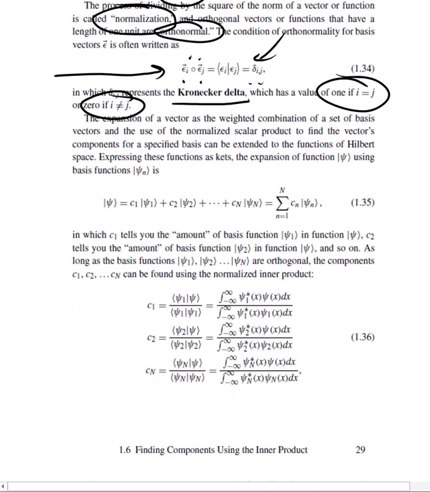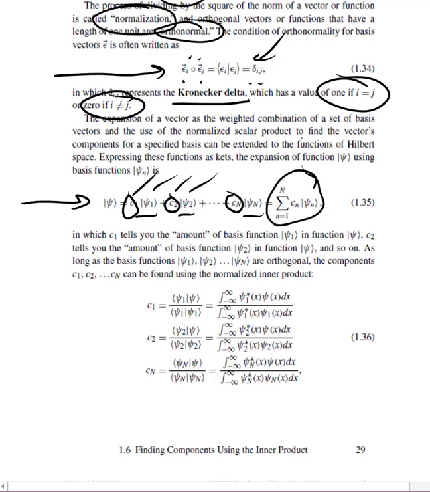Most important for quantum mechanics, it works for functions. So here's a function psi. We're representing it as a vector, that is, as a ket psi, and we're saying it's made up of some amount of these different basis functions. The basis functions are psi 1, psi 2, all the way up to psi sub n. Each of those is written as a ket, and the amounts are given by these coefficients c1, c2, all the way up to cn. Here it is, using the summation symbol. So each of the c1s, 2s, and 3s tells you the amount of that basis function in function psi.